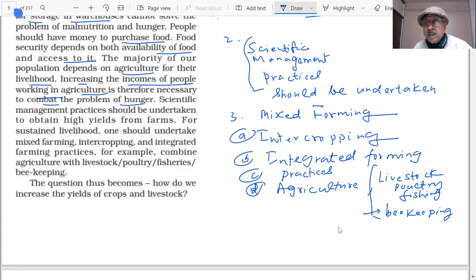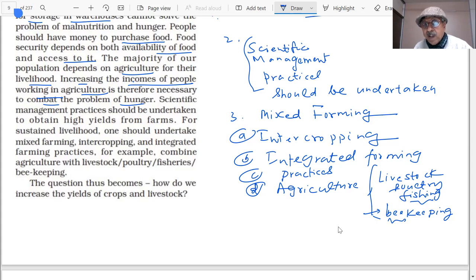You know, honeybee? Fishes? Fishing? Yes, sir. Poultry? What poultry you are having? You have seen a lot of chickens are there, and goats are there, and cows are giving milk, buffaloes, and all that. So we have all these which man requires.